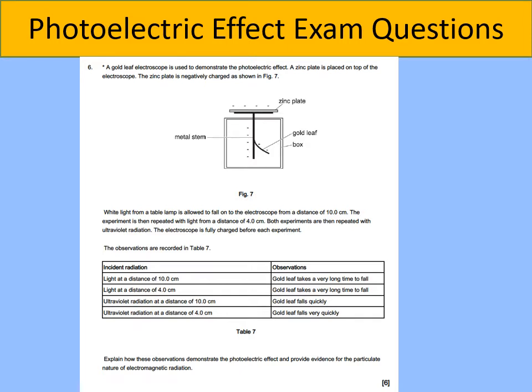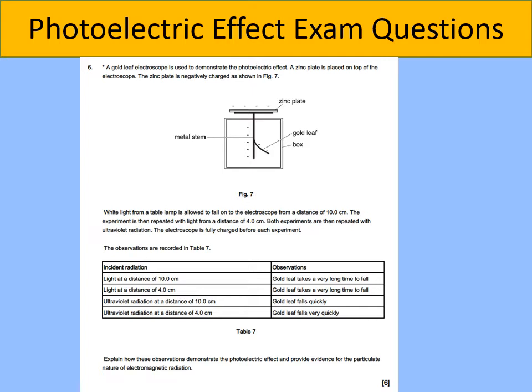Question number 6, this is the 6-mark question, and it's about the photoelectric effect experiment. There are a lot of questions on the actual experiment, and sometimes you have to draw a diagram, sometimes you have to describe the experiment. In this case, the experimental observations are provided, you just have to interpret these observations, and you have to look at the development of the particulate nature of electromagnetic radiation, as the wave theory couldn't explain what was happening from these observations. So the question is, a gold leaf electroscope is used to demonstrate the photoelectric effect.